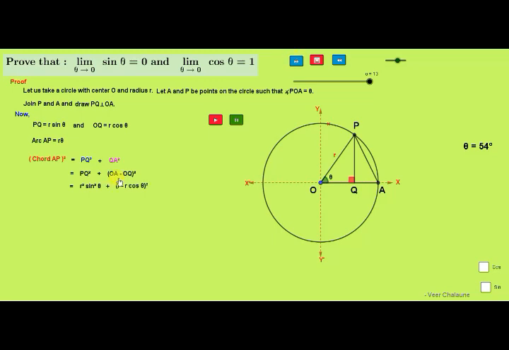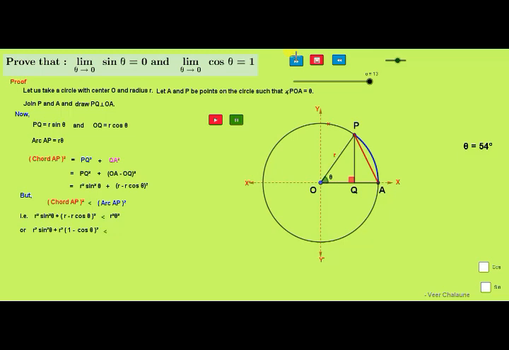And what is the value of QA? OA is the radius r. And what is the value of OQ? OQ is r cos theta. After substituting the values, we also know one relation: this chord is definitely less than r according to its length. This is a universal truth. Then from this relation, after substituting the values, we get this type of relation.